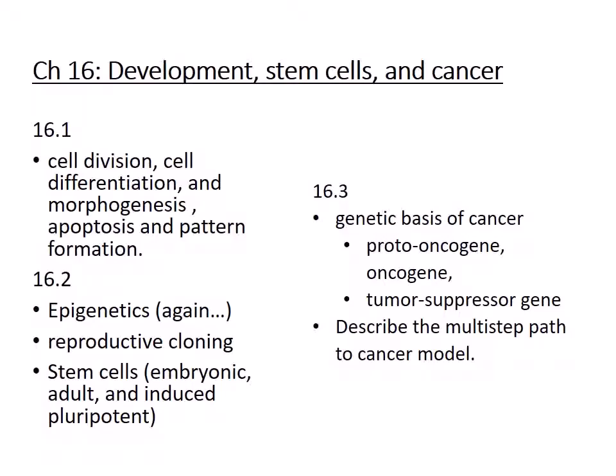So chapter 16 covers development, stem cells, and cancer. We'll talk about the steps organisms take from a single cell to become a multicellular organism. We'll talk about epigenetics again, reproductive cloning, how stem cells work, and then we'll talk about the genetic basis for cancer and describe the multi-step path to cancer model.